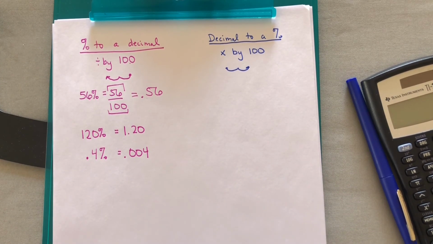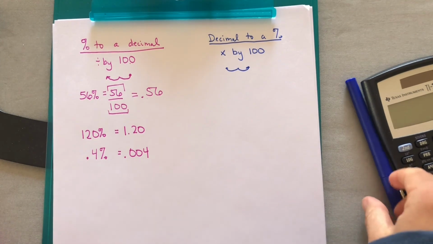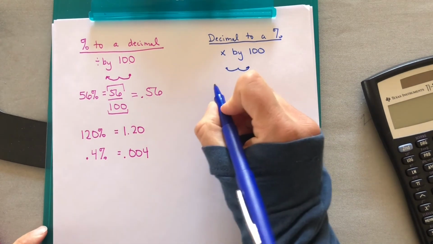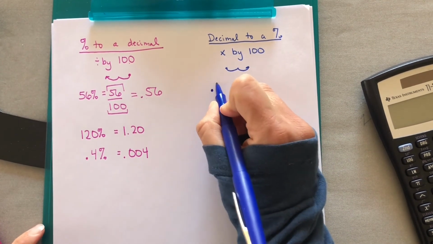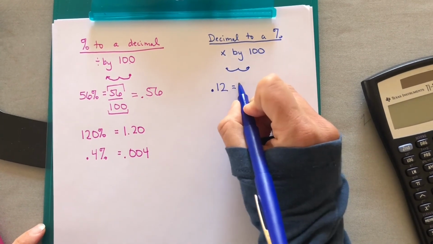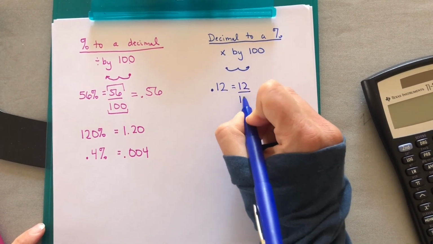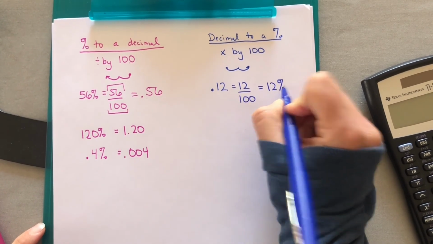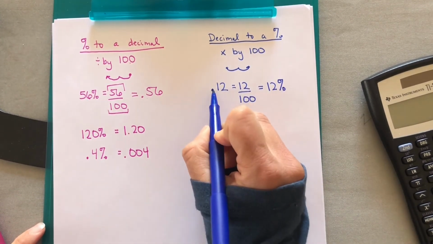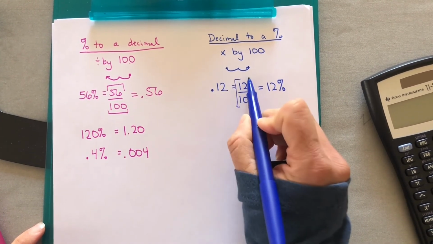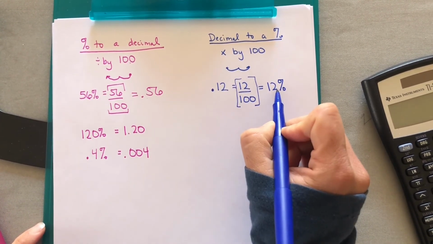And if we have a decimal and we want to write it as a percent, we do the opposite. We multiply by 100 and we move the decimal 2 places to the right. So for example, let's say we have 12 hundredths. Well, as a fraction, that would be equivalent to 12 hundredths, which means as a percent, 12%. So we take the decimal, we move it 2 places to the right, multiplying by 100 to get the percent.